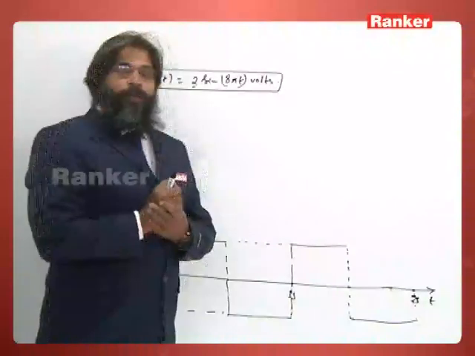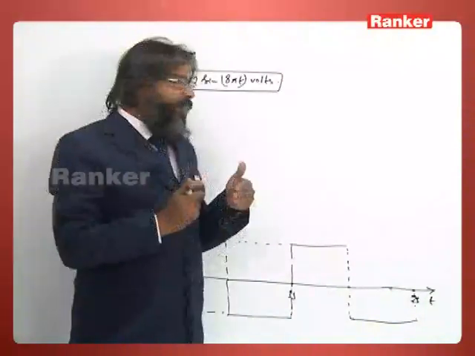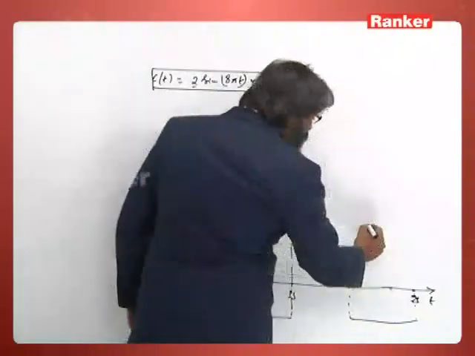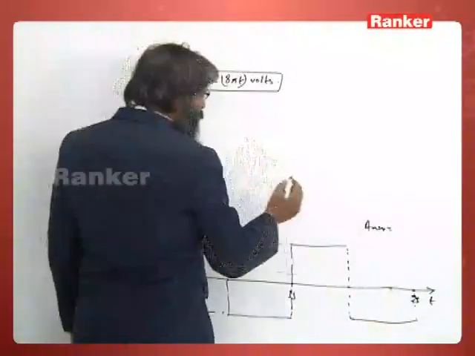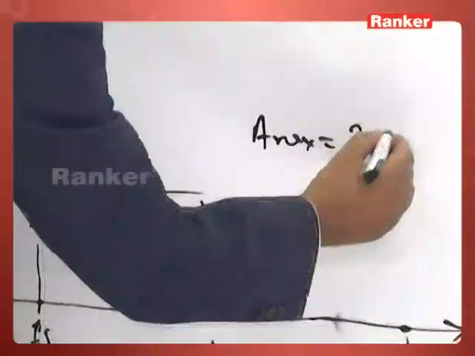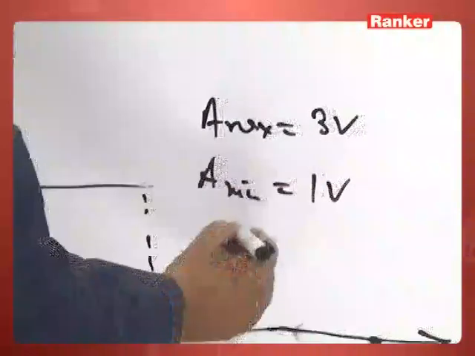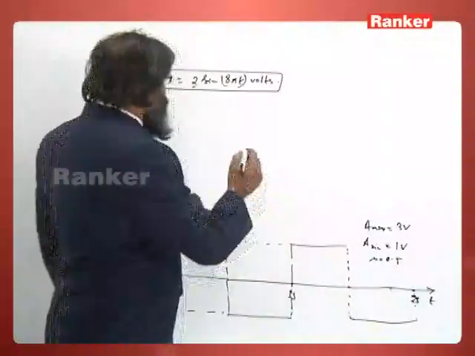Before we draw the modulated carrier wave, we require certain information. Let us write the information here. A max we have already calculated, it is 3 volts. A min, we have already seen, it is 1 volt. Modulation index is 0.5.